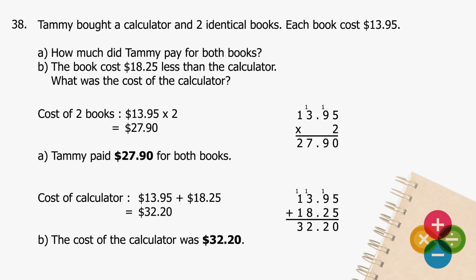The cost of 2 books will be: multiply $13.95 by 2, and the product is $27.90. A. Tammy paid $27.90 for both books. The cost of the calculator will be: add $13.95 to $18.25, and the sum is $32.20. B. The cost of the calculator was $32.20.